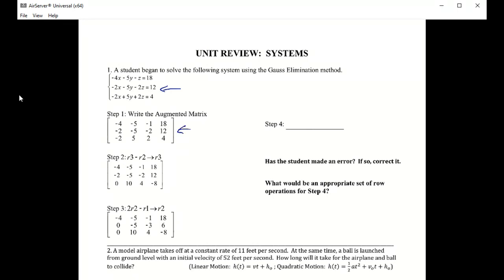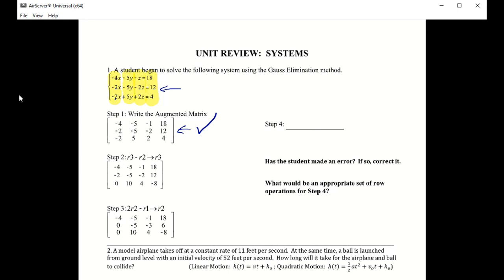Now for an augmented matrix, all we're going to do is take the coefficients for each of our variables and then our constants, and copy those down. So -4, 2, -2, -2, good. -5, -5, 5, good. -1, -2, 2, good. 18, 12, 4. So step one is good. Our student is a go at this station.